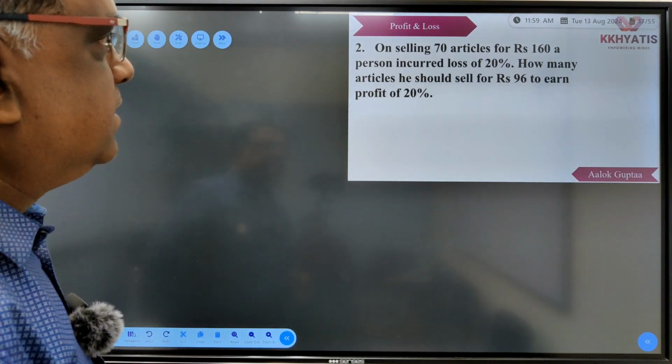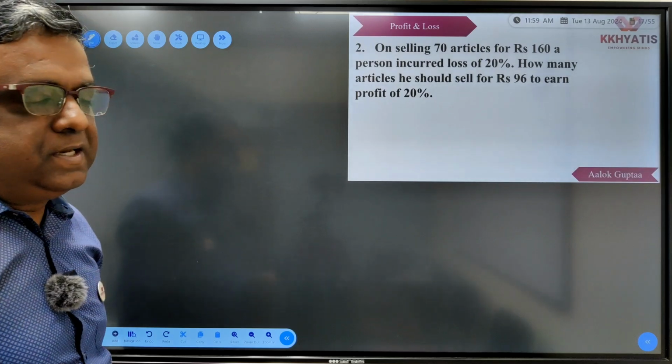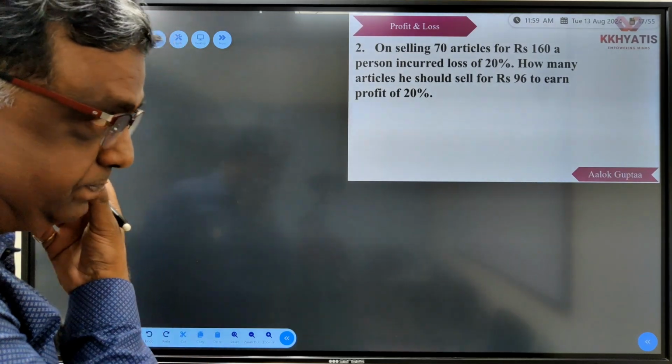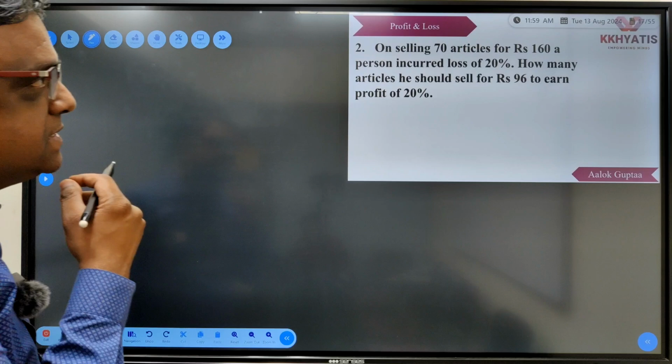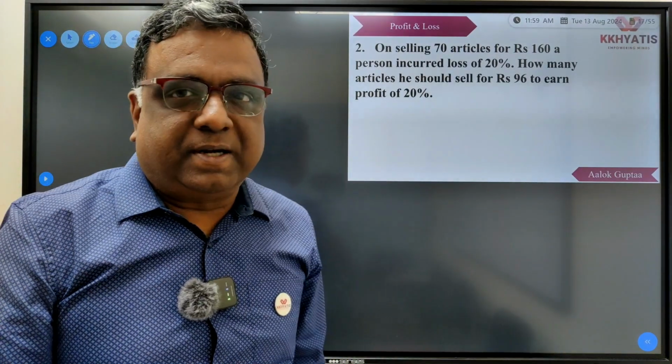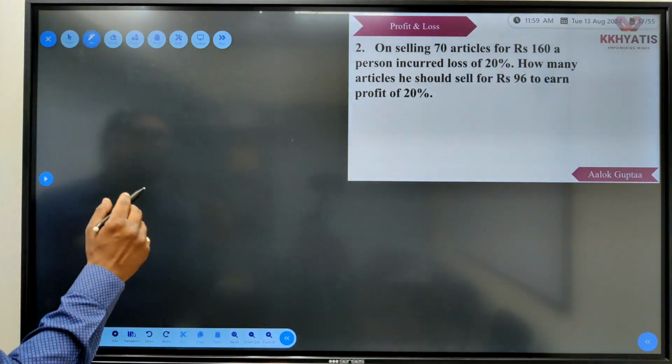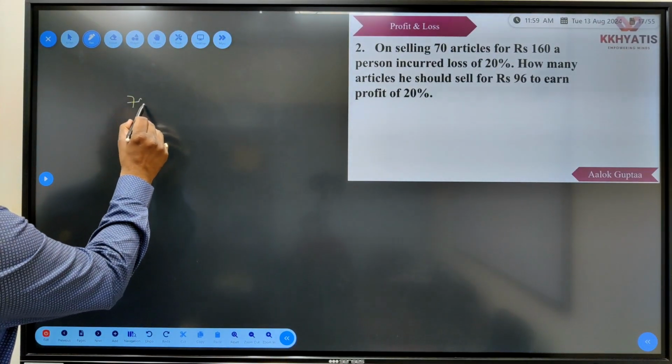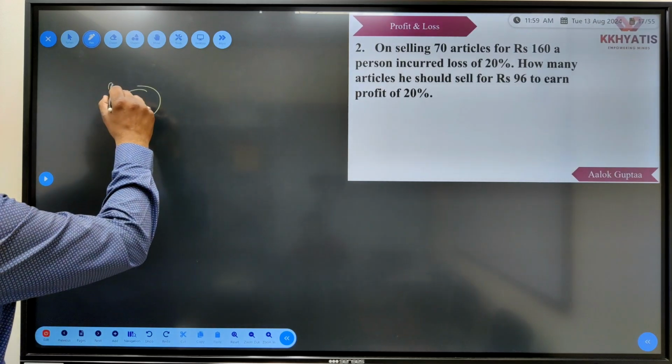On selling 70 articles for rupees 160, a person incurs a loss of 20%. How many articles should he sell for rupees 96 to earn a profit of 20%? So now here they are talking about a quantity of 70 articles.